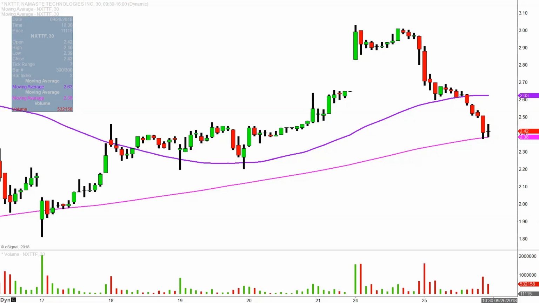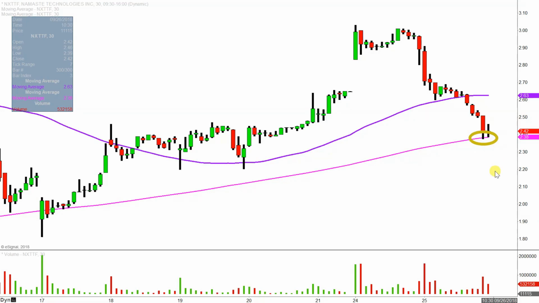Now, as far as supports are concerned, this is definitely where the key overall technical event is occurring. And this by no means is some sort of great discovery on my part. Anybody that understands charts and uses charts has noticed the same thing and is wondering. And that has to do with this pink line right here, which is the very famous 200-period simple moving average.